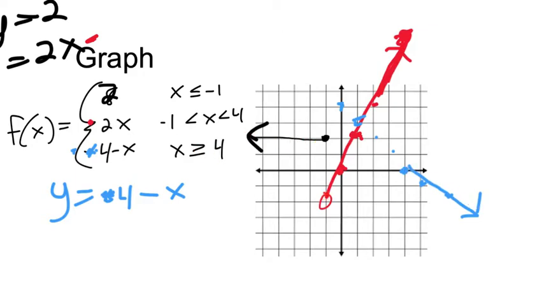So this, and this represent the graph of the piecewise function because this is the graph of y equals 2 when x is less than or equal to -1. This is the graph of 2x when x is between -1 and +4. And this is the graph of 4 minus x here in blue when x is greater than or equal to 4.